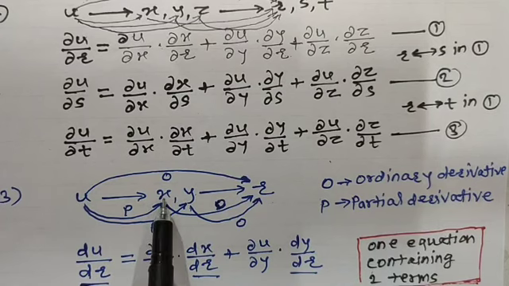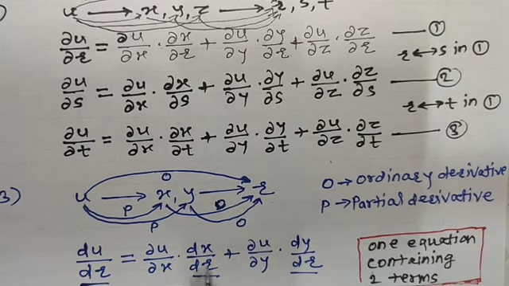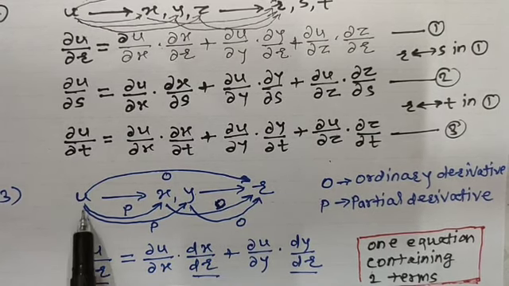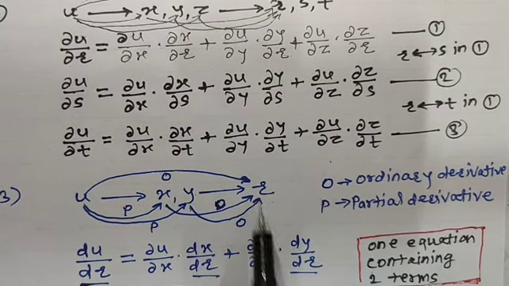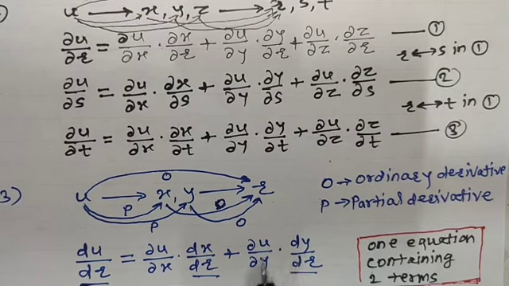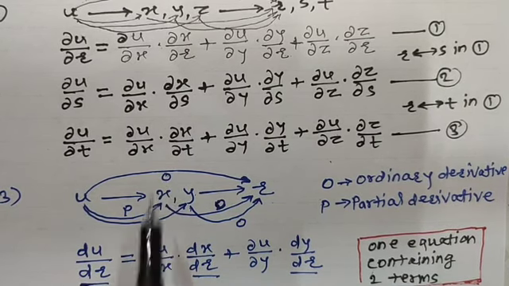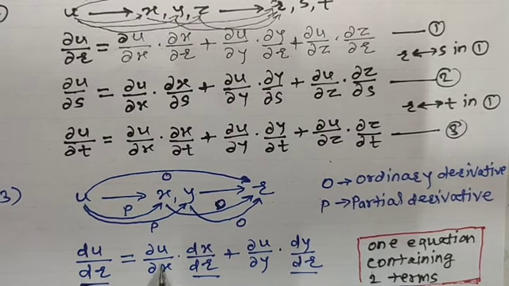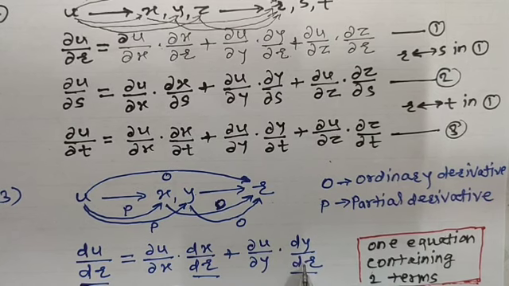So the partial derivative of u with respect to x into the ordinary derivative of x with respect to r is the first term, plus the second term, the partial derivative of u with respect to y into the ordinary derivative of y with respect to r. Here you are finding the derivative of u with respect to r, which will be ordinary. So du by dr is equal to dou u by dou x into dx by dr plus dou u by dou y into dy by dr. So it is one equation containing 2 terms.